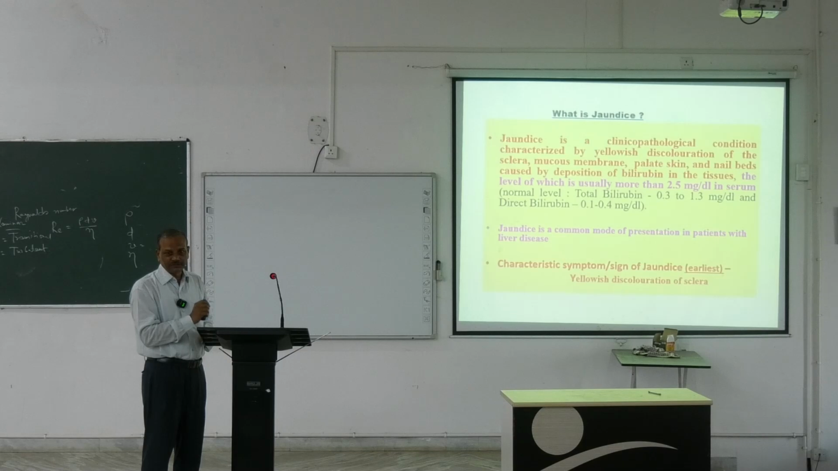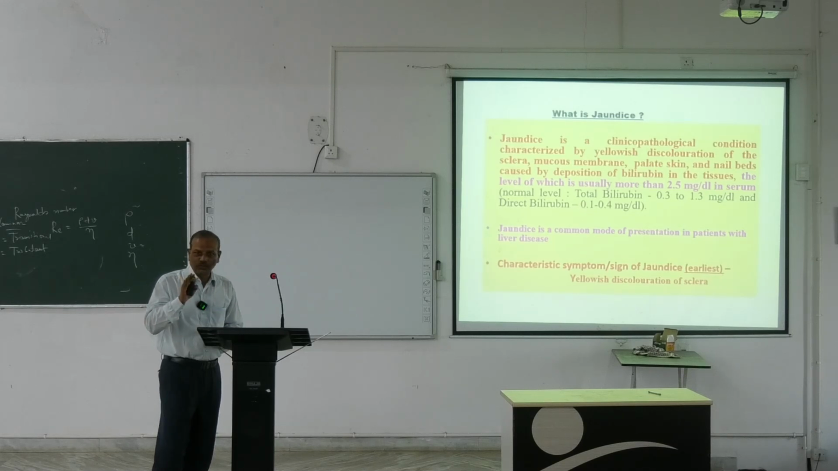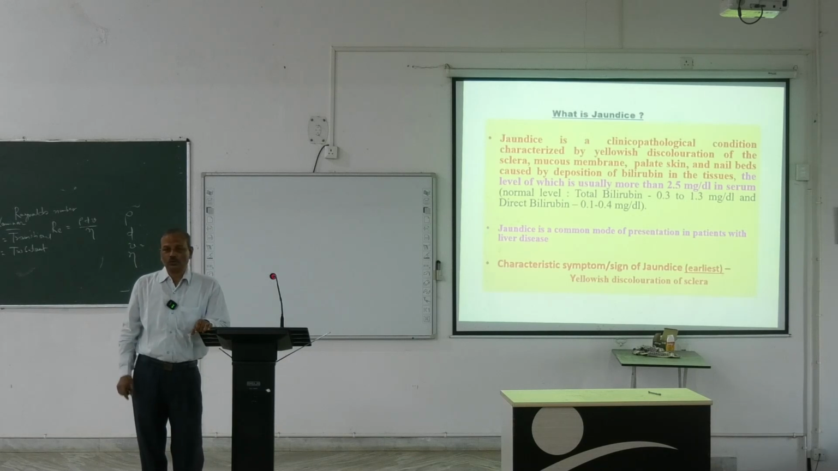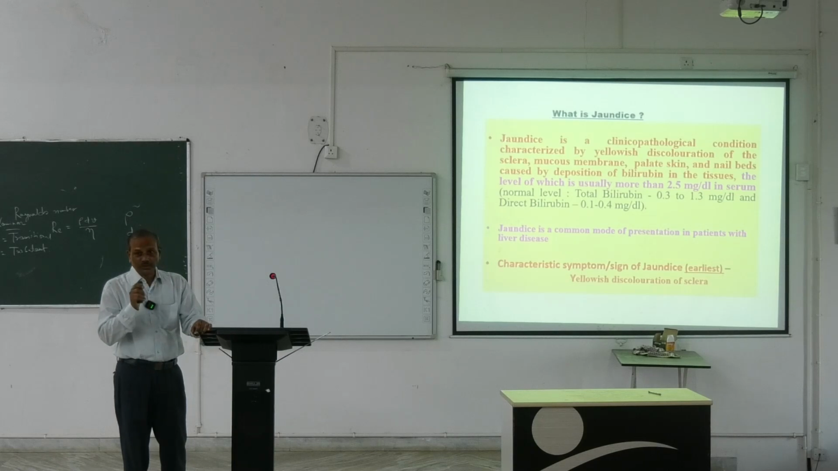Write down the definition. What is jaundice? Jaundice is a clinico-pathological condition. Although there will be hyperbilirubinemia in the blood, a level of slightly more than 1 will not produce yellow discoloration of the sclera, so you will not be able to diagnose it clinically. The bilirubin level must be more than around 2.5, otherwise it will not stain the sclera.